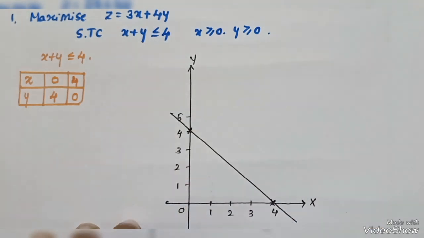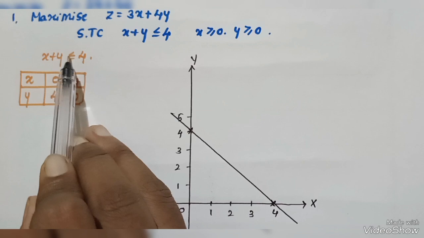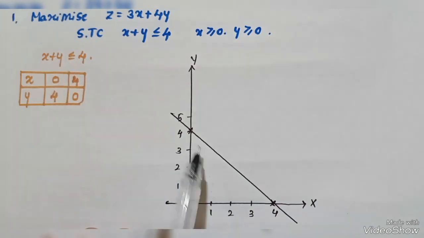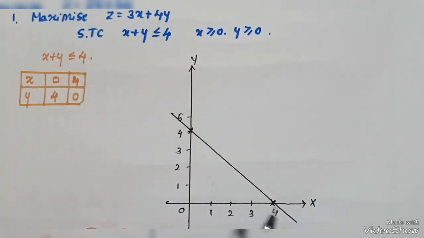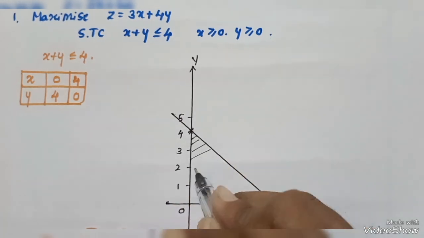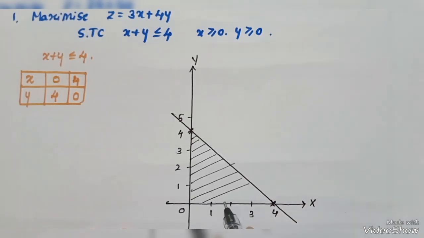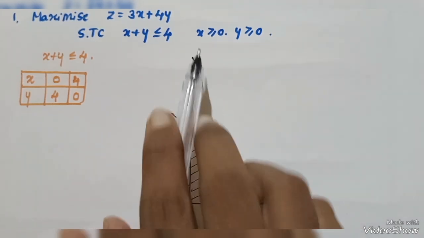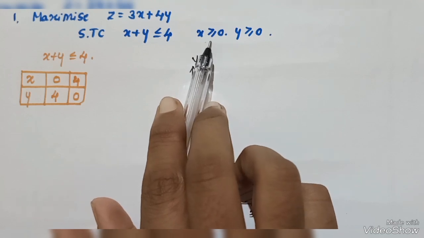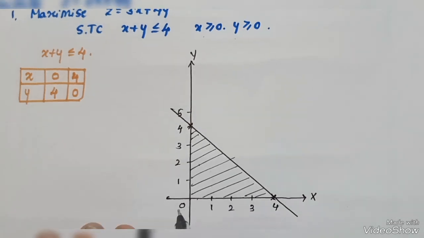Here there is a less than or equals to condition. For this condition, we draw a line, then shade the lesser side, that is the shaded region. Again they gave another constraint: x is greater than or equals to 0, y is greater than or equals to 0, which means the positive region. So the corner points are here.